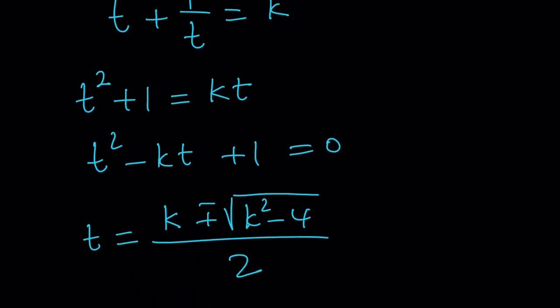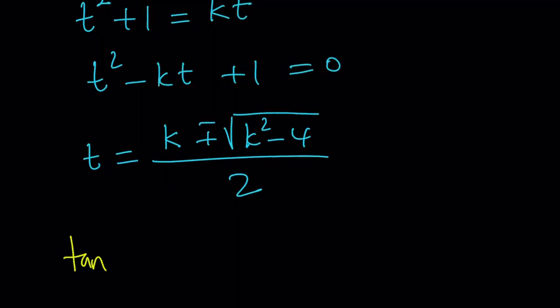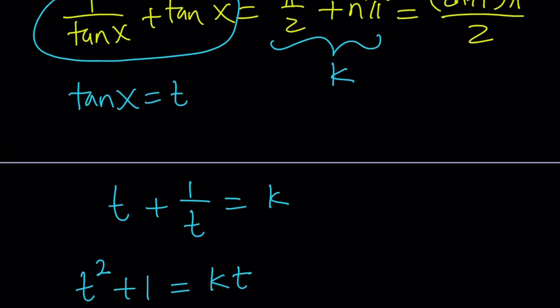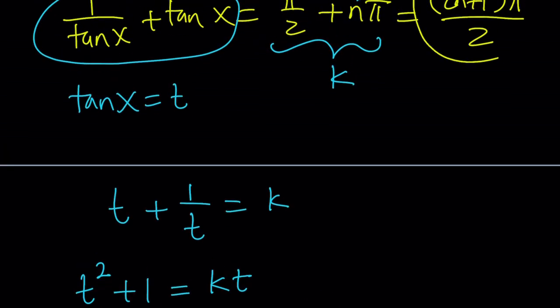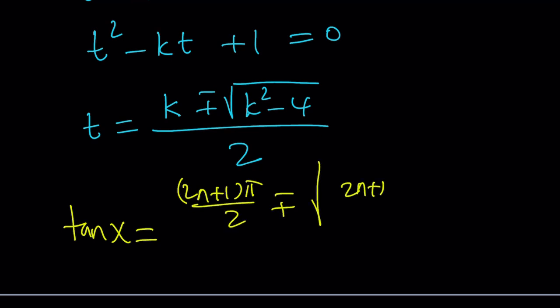T is tangent x. So let's go ahead and replace t with tangent x. And k is a constant, which is this one. So that is k, right? 2n plus 1 times pi over 2. And I have to write it again one more time inside the radical.